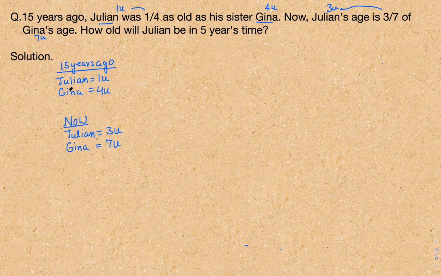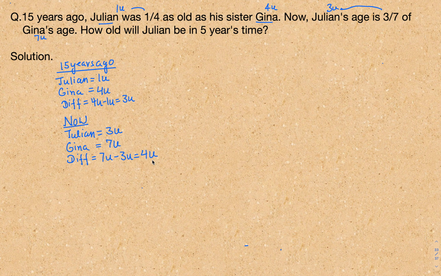Now that means we have to find the difference 15 years ago and now. Let's write diff for difference. It will be 4 units minus 1 unit, which gives us 3 units. And now the difference is 7 units minus 3 units, which gives us 4 units. As I told you, the difference has to be the same before 15 years and now. But 15 years ago it was 3 units and now it's 4 units.